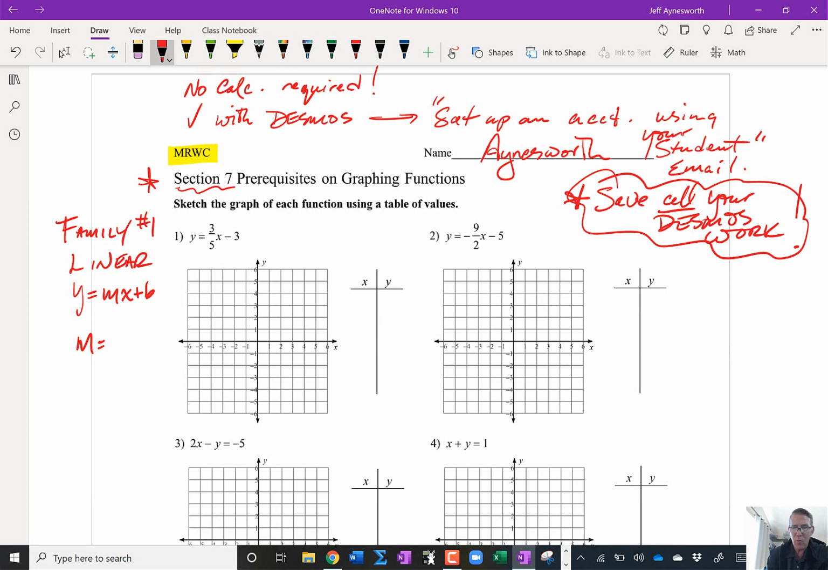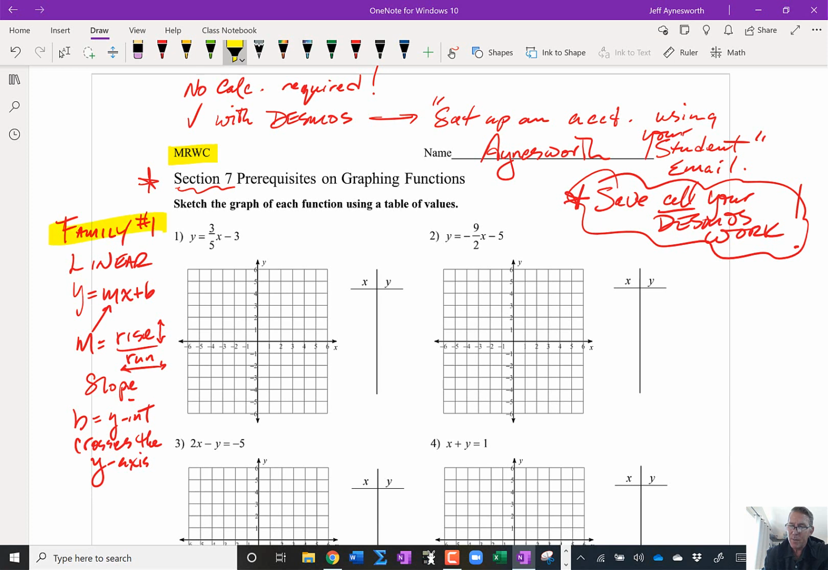We know that m stands for the slope, rise over run, so this is rise, some vertical distance, divided by the run, which is some horizontal distance. We call that the slope. So that's this coefficient here, the coefficient of x. And b is just your y-intercept, where it crosses the y-axis. You started learning this in Algebra 1, nothing new. So family number 1 is the linear family. All of these functions here, 1 through 4, are linear.